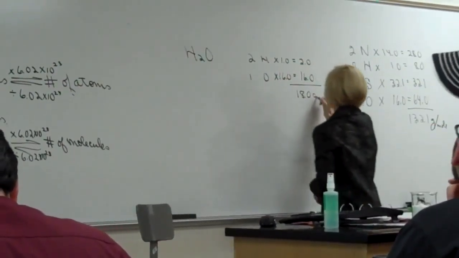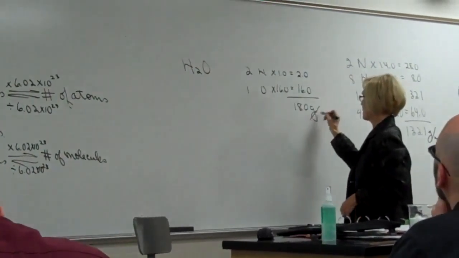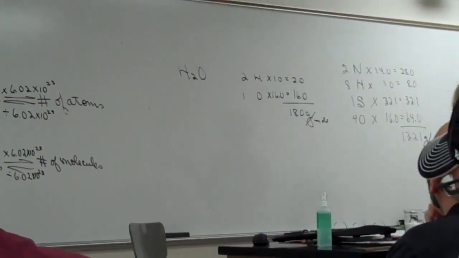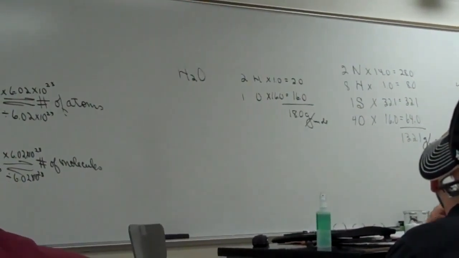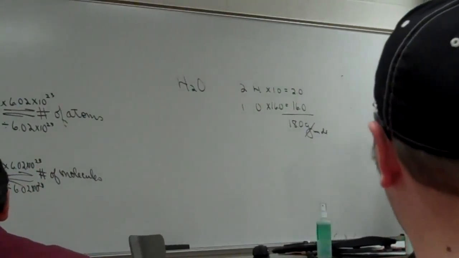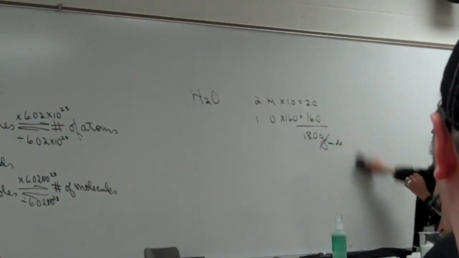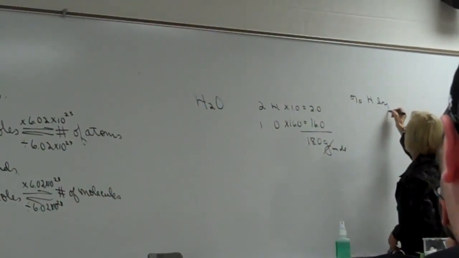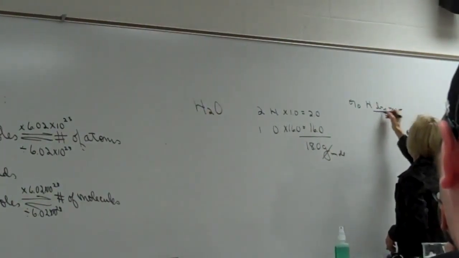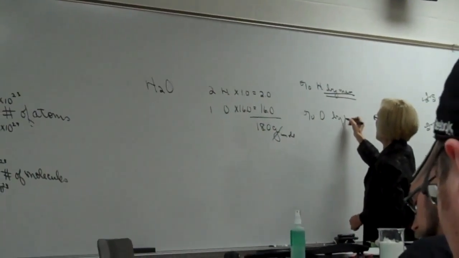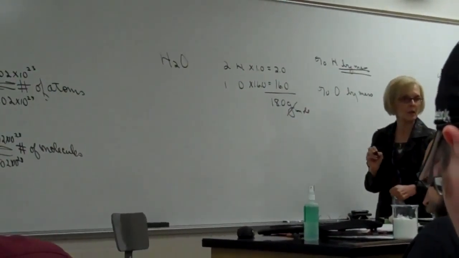Grand total of 18 grams per mole. Okay, this is a percentage problem. We want to know percent composition. That's the whole name of this section, percent composition. I want to know what percent hydrogen. I want to emphasize by mass. And then we want to know percent oxygen by mass.